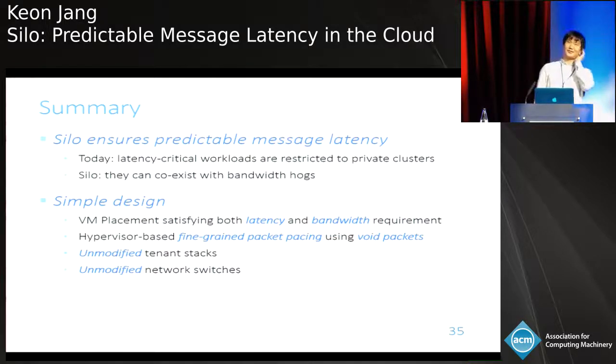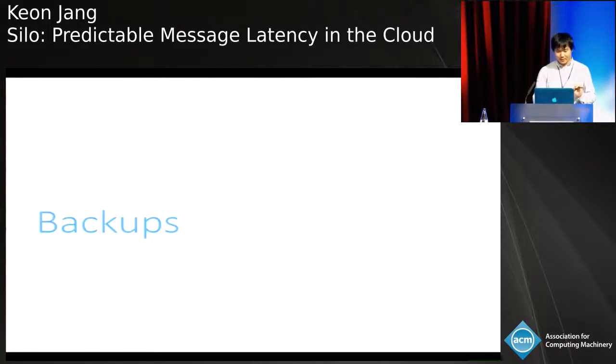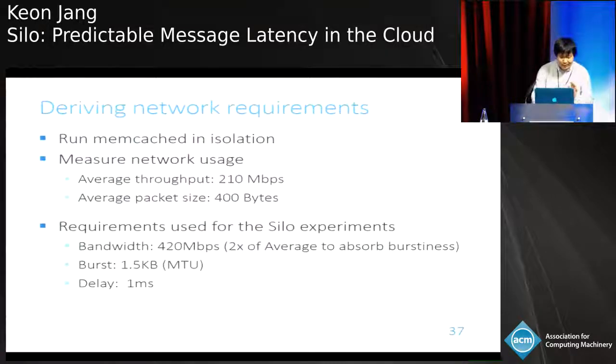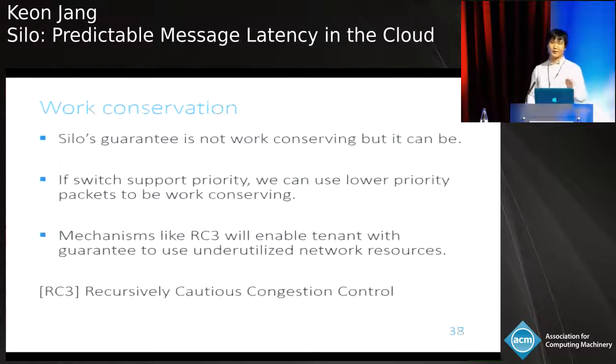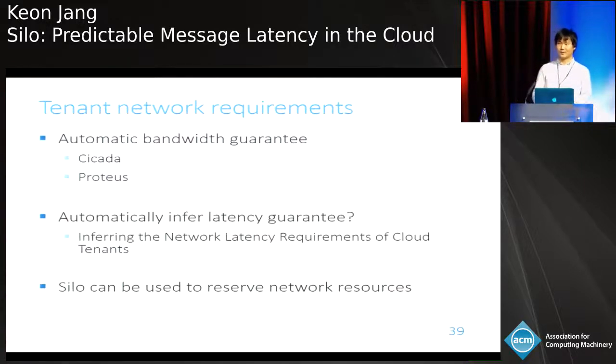So that's a very good question. In our test, we run the application in isolation and measured it, but I understand this may not be a practical option in many cases. There has been prior work on automatically deciding the bandwidth guarantee part, and I think a similar technique might be useful for deciding the network latency guarantee part. But from Silo's perspective, we assume that the tenant can specify the requirements.